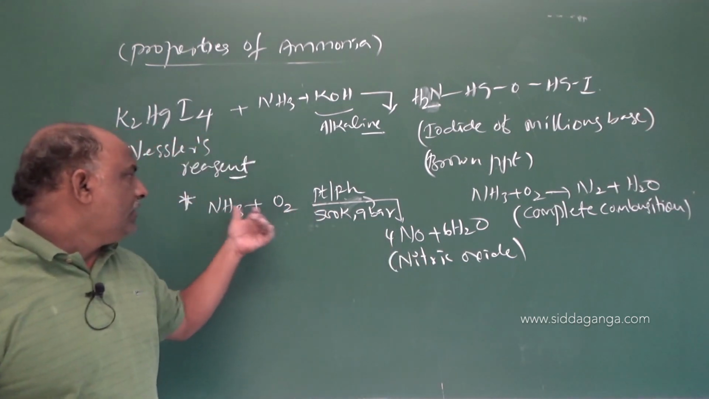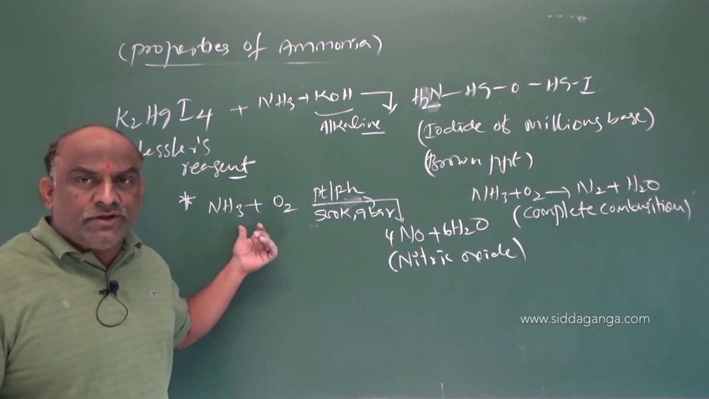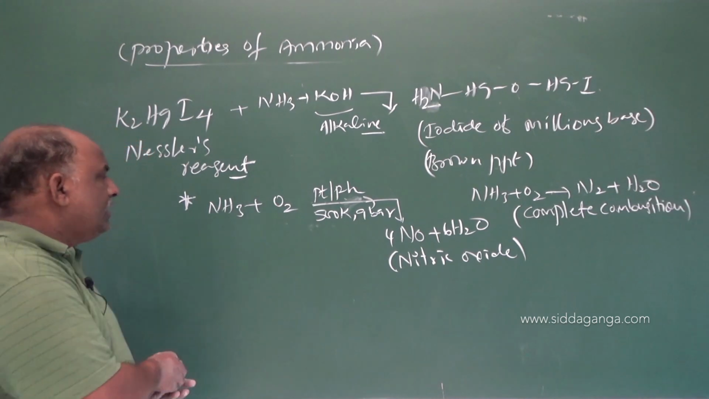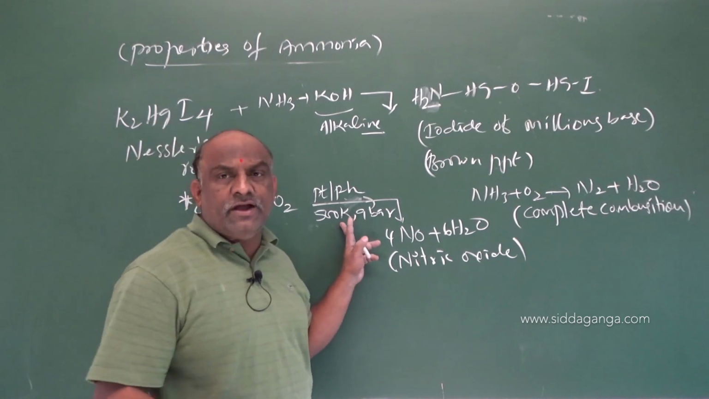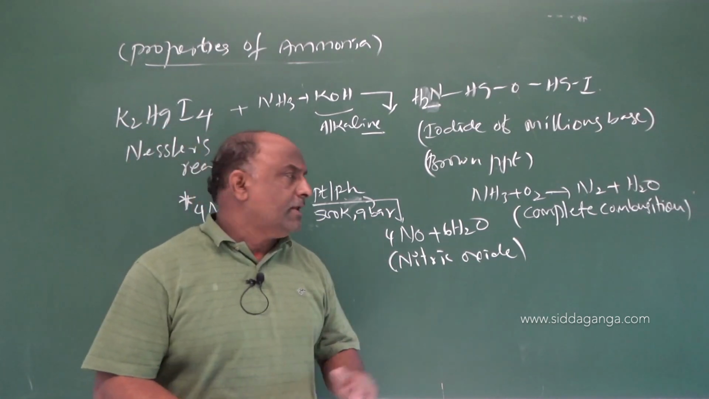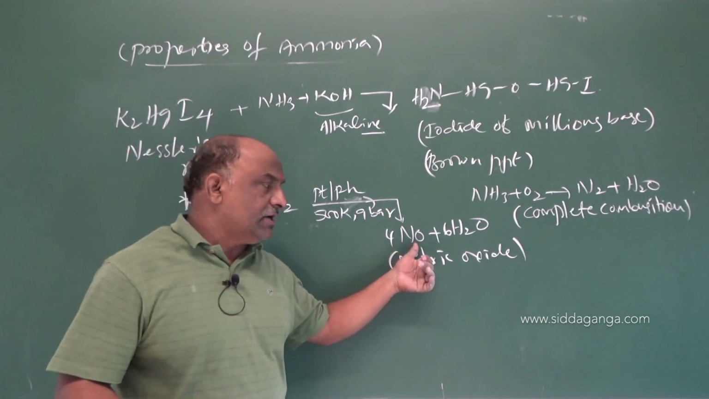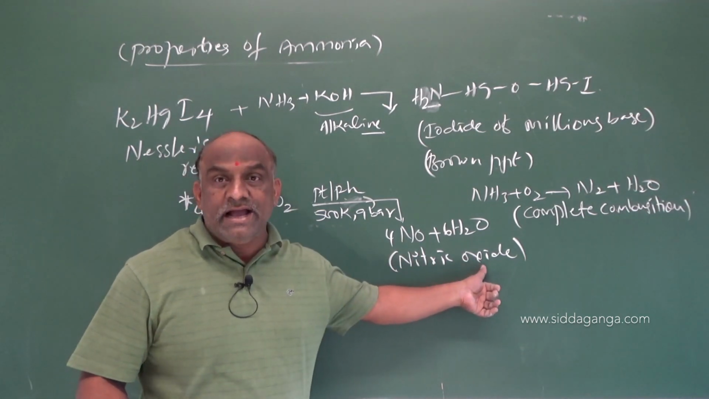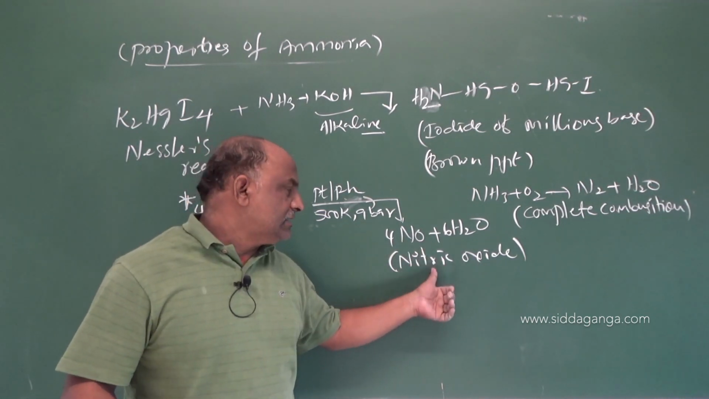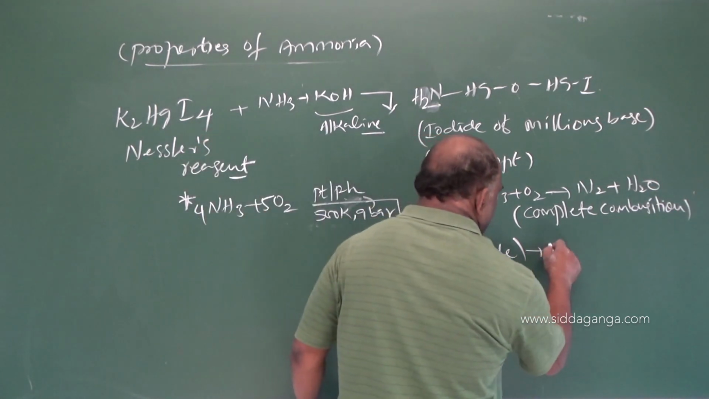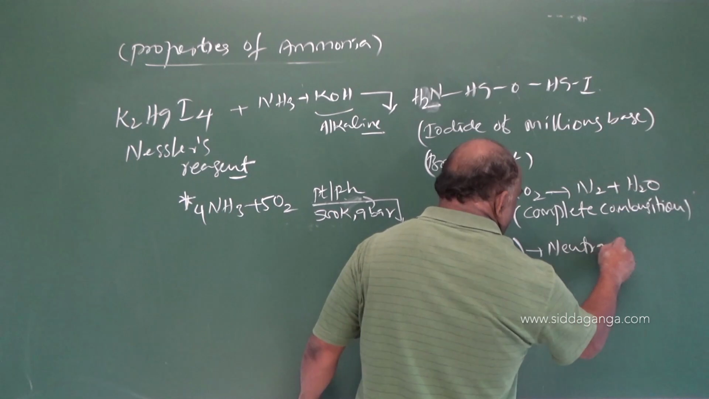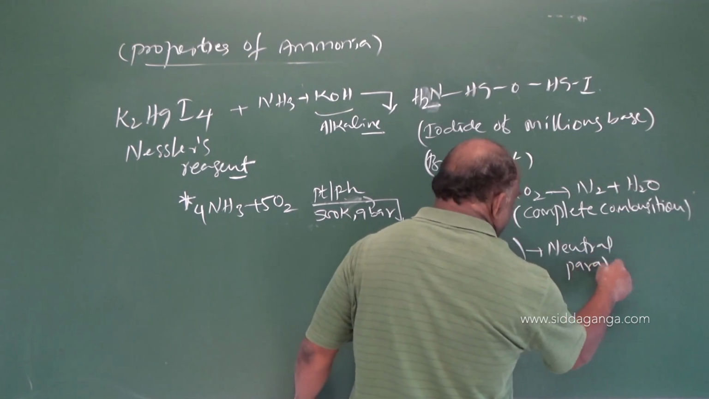Oxidation of ammonia. Oxidation of ammonia takes place in the presence of platinum and rhodium. Temperature 500, pressure 9 bar. Then oxidation of ammonia liberates what oxide? Nitric oxide gas. This nitric oxide is a neutral oxide, and it is an example of a paramagnetic substance.